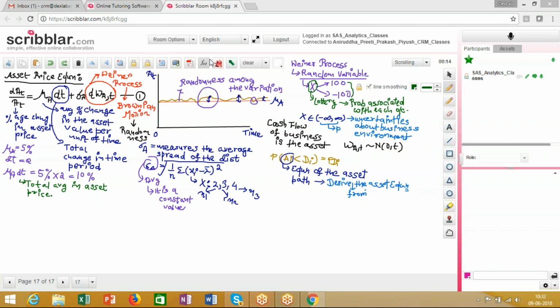Okay, fine. So, as we were saying, the next thing that we need to do is derive the equation of the asset price path. So over here, what you can see has been defined over here is the percentage change in price, right?